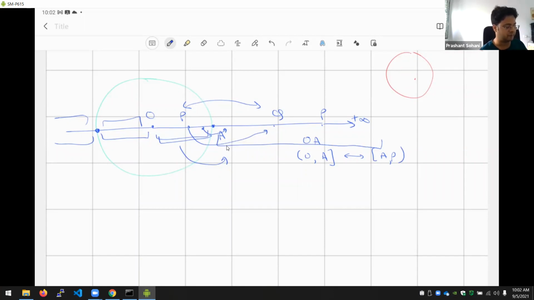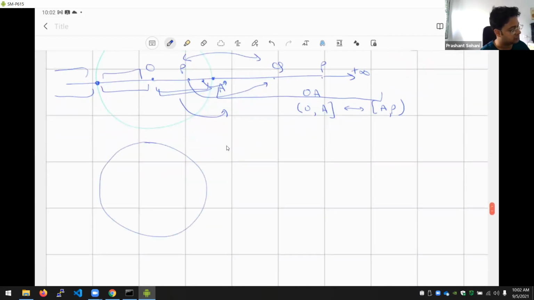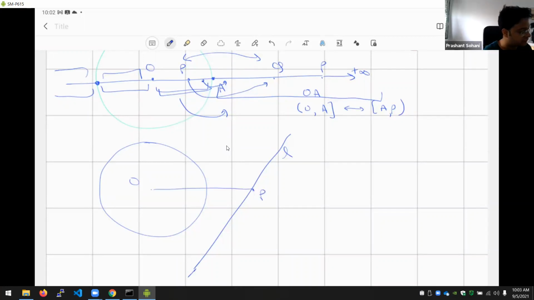So this was the easy case. But what if there is a line not passing through the center of inversion? Suppose you have a circle and any line L which doesn't pass through the center of inversion. What will happen to this line? If I take every point on this line and take its inverse, what happens? As the point P moves, the inverse point will also move. But what is the locus of that point Q? I'll give you a few minutes to think.